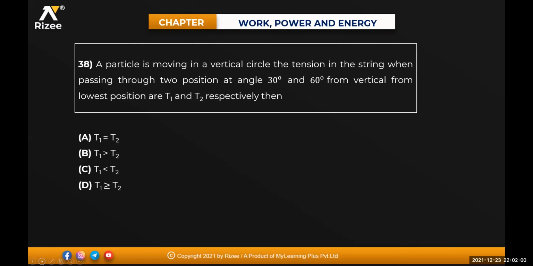The particle is moving in a vertical circle. The tension in the string when it is passing through two positions at an angle of 30 and 60 from the vertical, from the lowest two positions are T1 and T2 respectively. Then what is the value of T1? Can anyone tell me better?